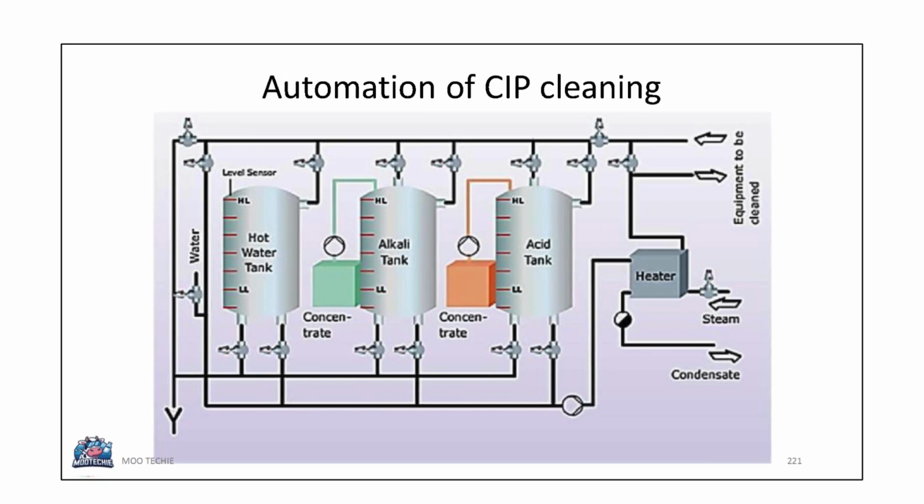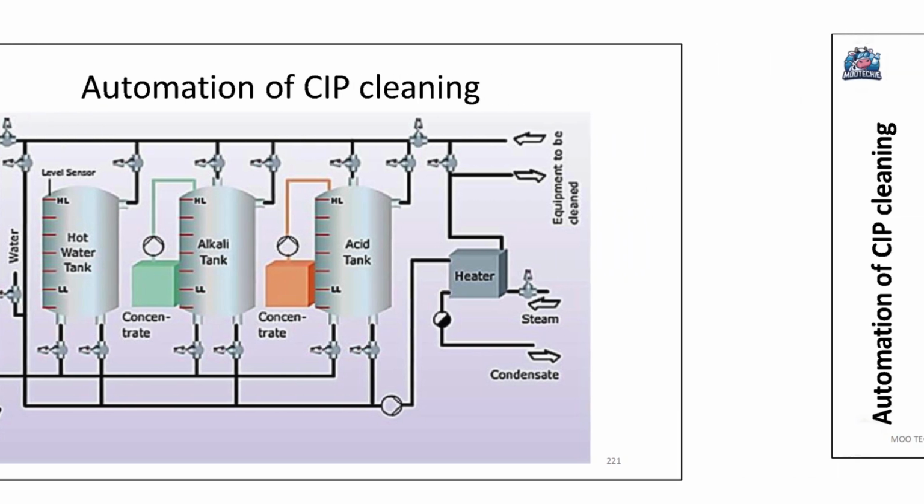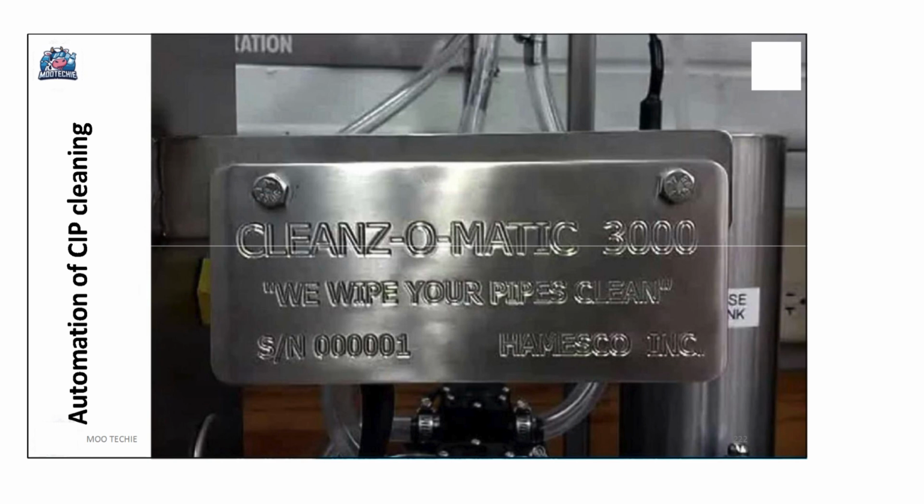This diagram illustrates an automated CIP setup. It shows tanks for water, alkali, and acid, each with level sensors and concentrate lines. A heater uses steam to maintain temperature, and the cleaning solutions are circulated to the equipment to be cleaned. This slide shows a control panel for an automated CIP system, humorously labeled the Cleanzomatic 3000, highlighting how automation handles the complex cleaning sequences.